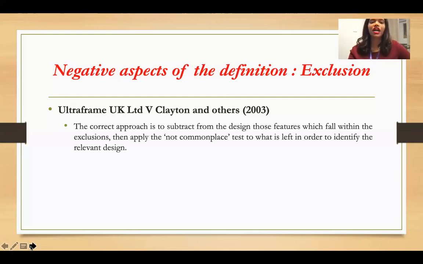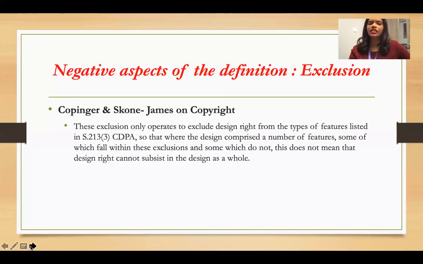Okay, and when we speak about exclusion, in the case of Coppinger and Scones on the article of James on copyright, what they have decided, or what they say, is that exclusions are only things that have been identified under section 213 of the CDPA. So whatever has been listed, remember the four things that I told you: method of construction, must fit, must match, and surface decoration. Only these four will fall within exclusion.